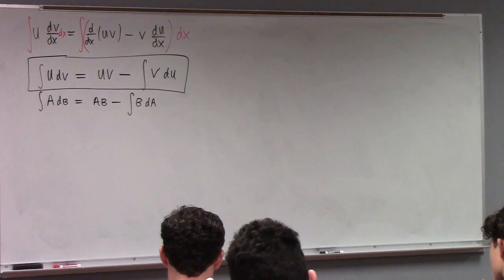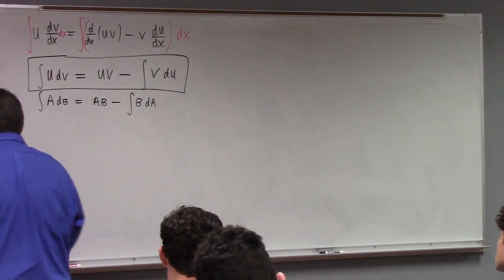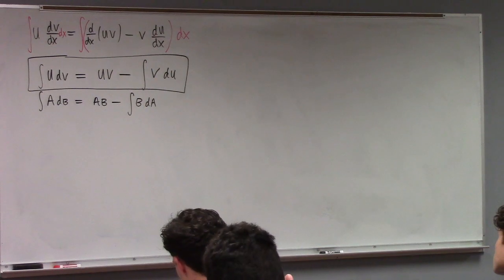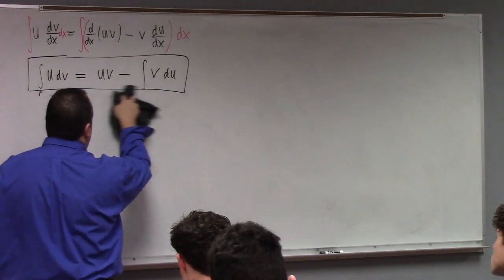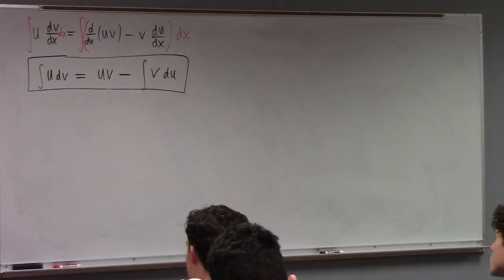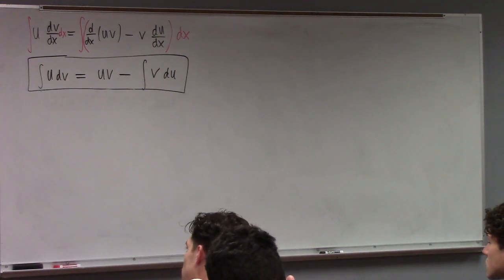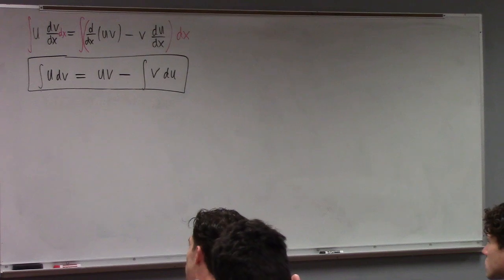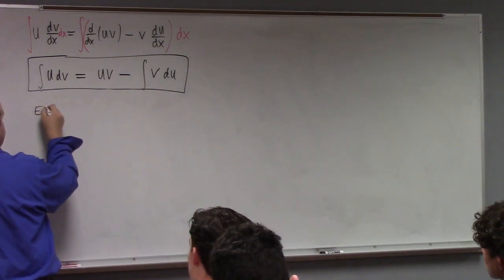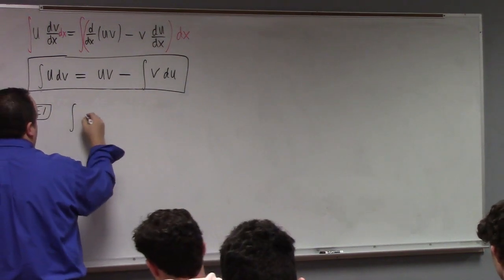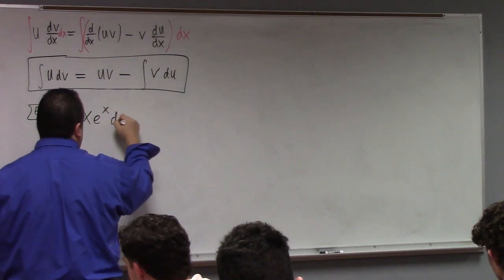Okay, so how does this help us? You're like, well, that's lovely, but what does this do for us? Well, let's try it out on one of the examples which I claim you can't do otherwise. We'll start out with the easy one. Let's do the integral of x e to the x. So example 1. Integral of x e to the x dx. How do we do this?